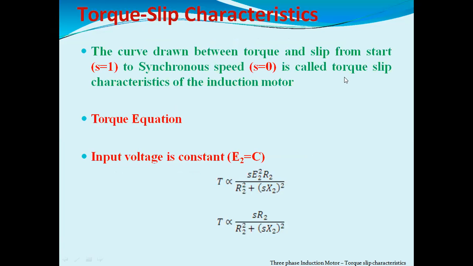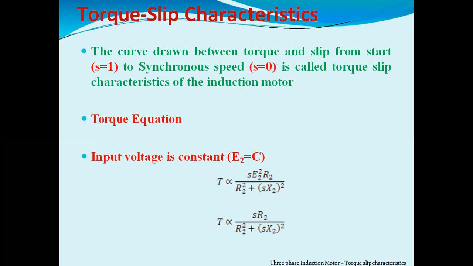Now the curve which is drawn between torque and slip from the start. At the start there is no rotating speed, and slip and rotating speed are interconnected. We have the formula slip equal to ns minus n upon ns. We have already seen the torque and slip equations. So we get S equal to ns minus n upon ns.